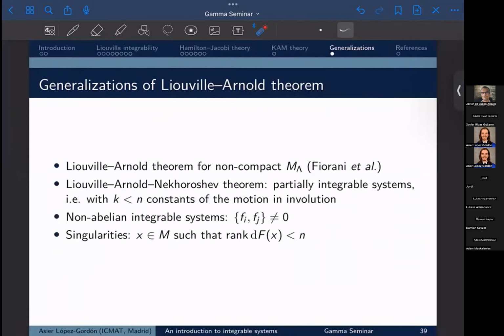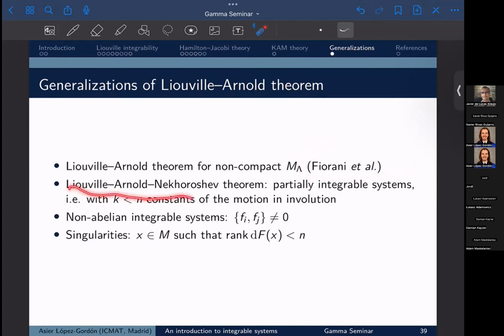Okay. And just to conclude, as I said at the beginning, a lot of notions of integrable systems have been studied in many contexts. So I will by no means be exhaustive, but I will just mention some generalizations. First of all, we have the Liouville-Arnold theorem for the non-compact case. As far as I know, this has been proven by Fiorani et al. I don't know if it has been proven by other people too.